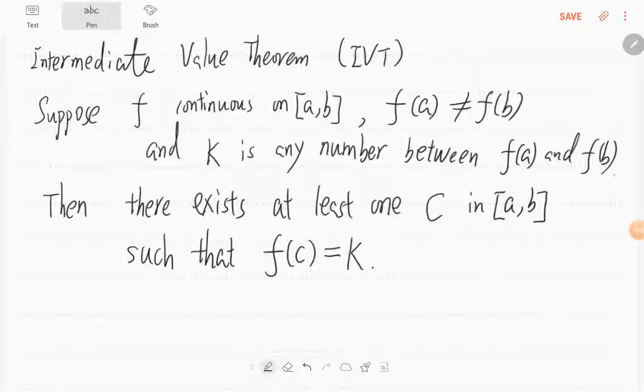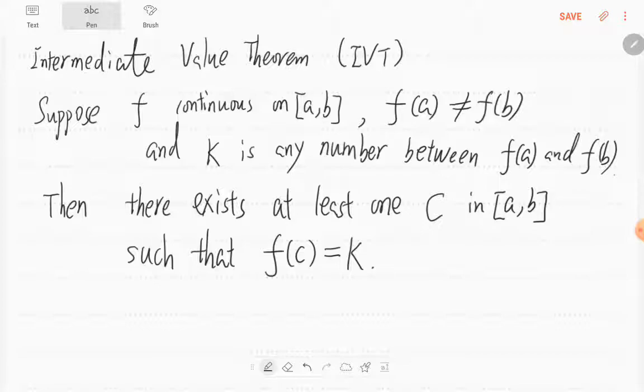Let's continue to look at a very important theorem in calculus, called the intermediate value theorem, or IVT. It says, suppose f is continuous on a closed interval [a, b], and at the endpoints, it takes different values. That means f of a is not equal to f of b. And k is any number between f of a and f of b. Then the conclusion is there exists at least one c in the closed interval [a, b] such that f of c equals k.